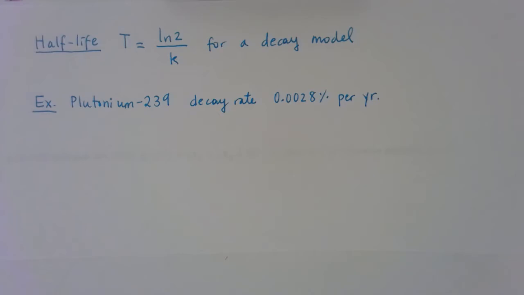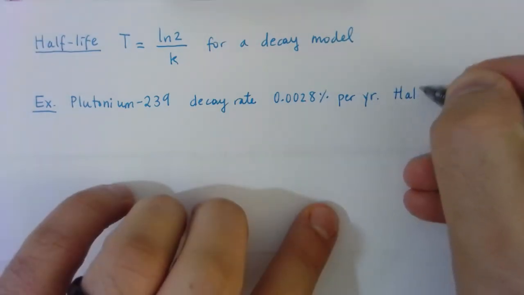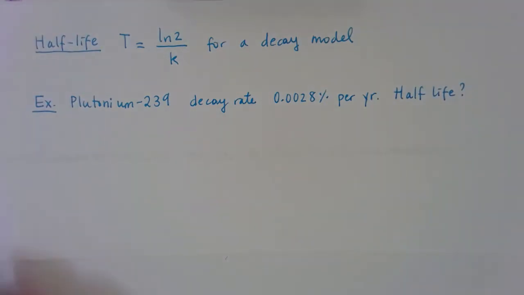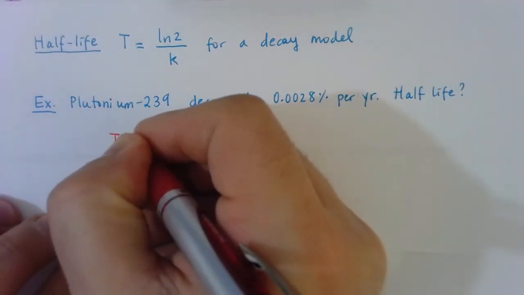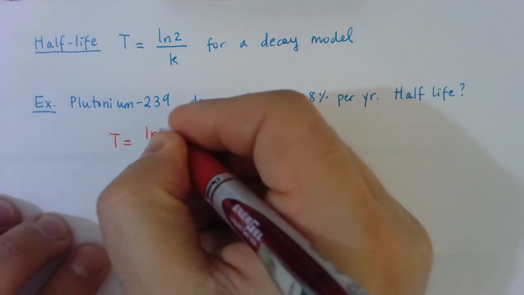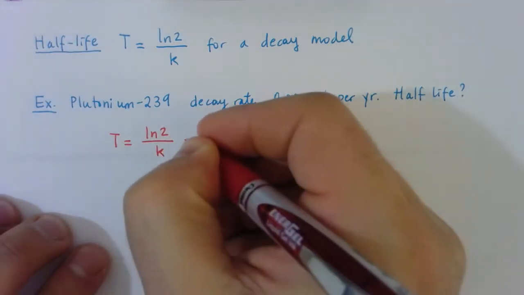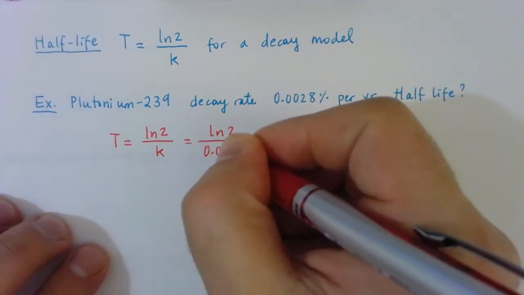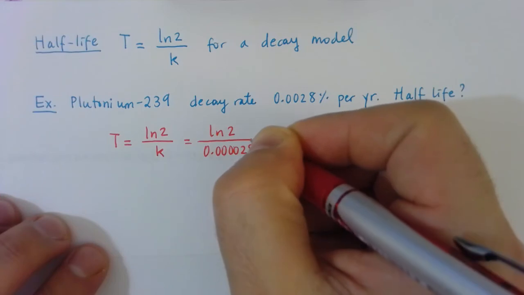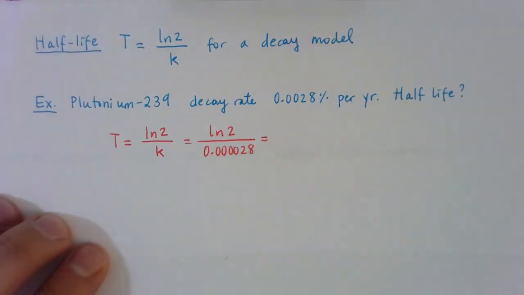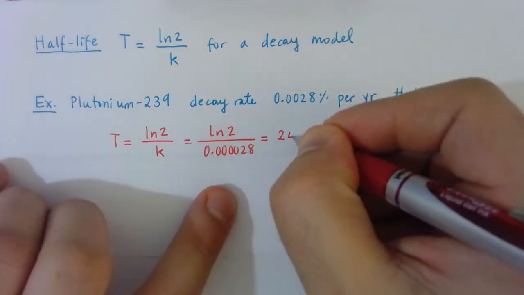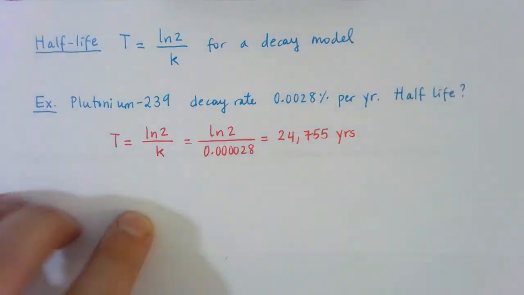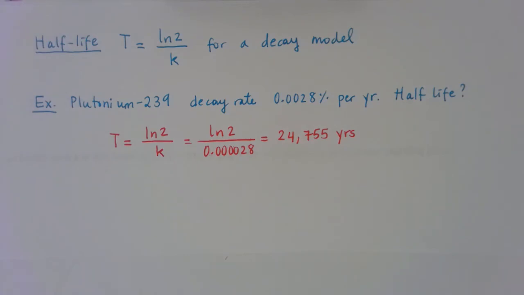So if you try to figure out the half-life of this element, it's going to be T equals ln2 divided by k. So it's going to be ln2 divided by 0.000028. You convert that percentage into a decimal, and it's going to be 24,755 years. So that's how you find the half-life.